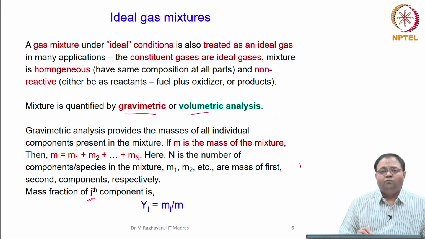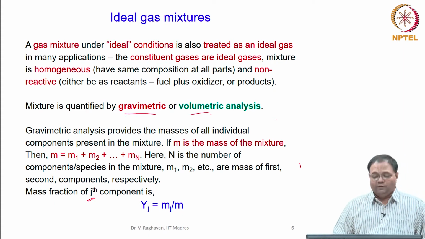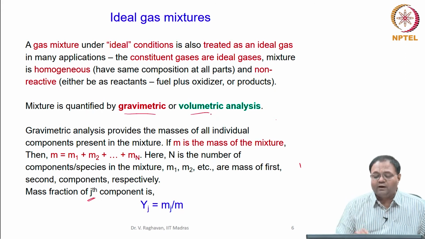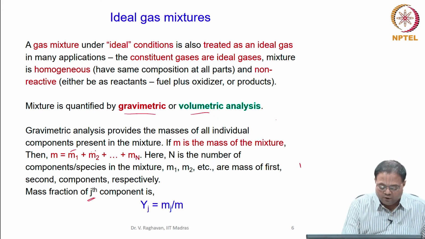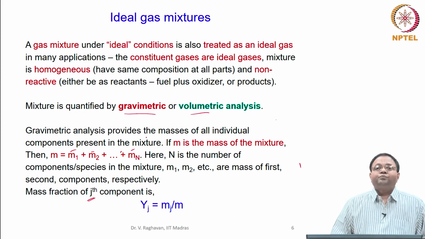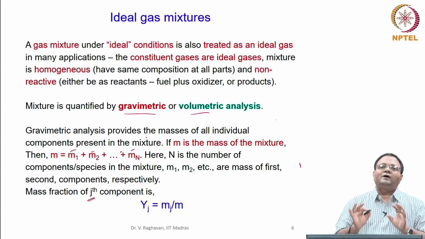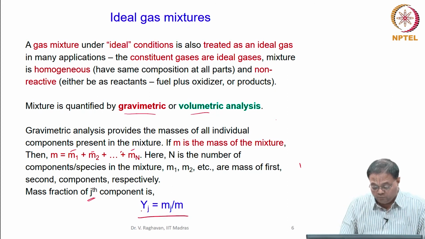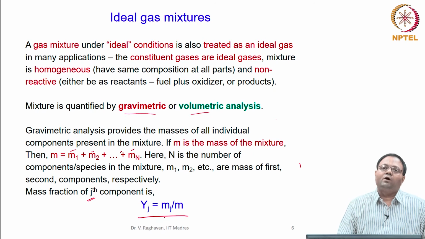The mixture, what are the constituents in the mixture, is quantified by gravimetric or volumetric analysis. When you say gravimetric analysis, I can get the individual masses of each species M1, M2 to Mn, and masses are directly got, and you know the total mass which is examined. So, you will get the mass fractions of all the mixtures. Mass fraction of a component is equal to mass of the component divided by the mass of the mixture.